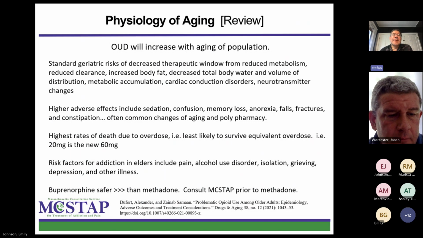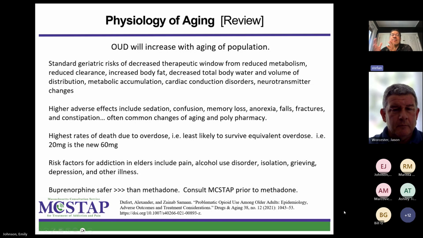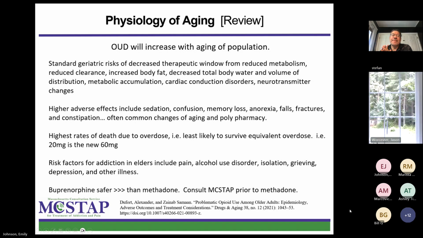Okay. Remember, in general, we want to go low and go slow for opioid prescribing for anyone. And that in the elderly, as we remember from geriatrics and internal medicine, we have reduced metabolism, reduced clearance, increased body fat volume in stores with decreased total body water, right? There is metabolic accumulation with some changes and even slowing of metabolism. There can be increased cardiac conduction disorders because the cardiac conduction fibers are atrophying, aging, and developing entropy as we age. And there are neurotransmitter changes as well in the brain volume, brain function, all of which adds up to a smaller therapeutic window. Okay.